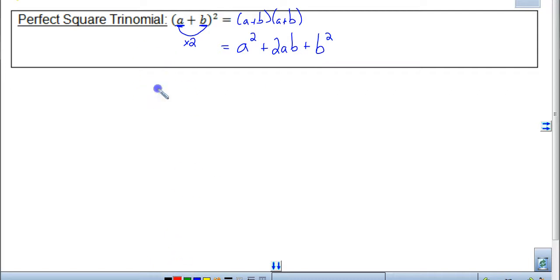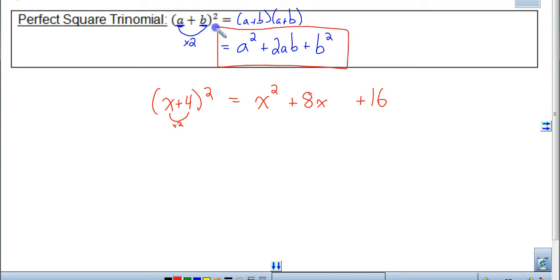So for example, I can say (x + 4)². I can immediately expand that into x, the first term squared, plus 4, my second term, so I'll be finishing with 4 squared, which is 16. And in the middle, I want to multiply those two. x times 4 is 4x, but then also multiplying it by 2, so that'll be plus 8x. So that's an easy way of expanding it if you can remember this expansion right here.